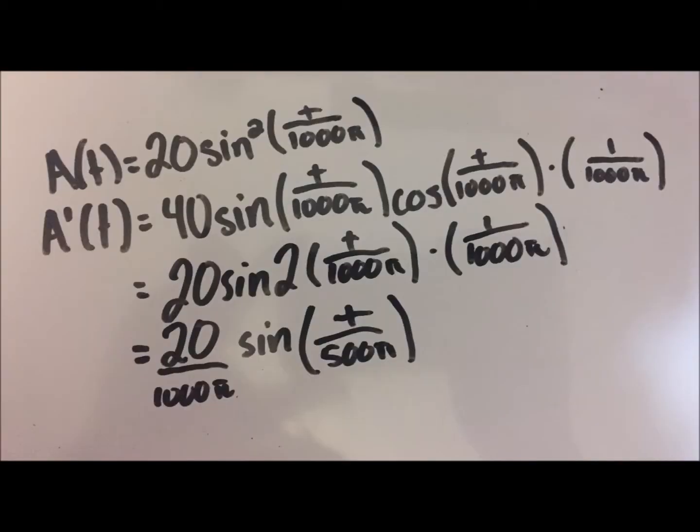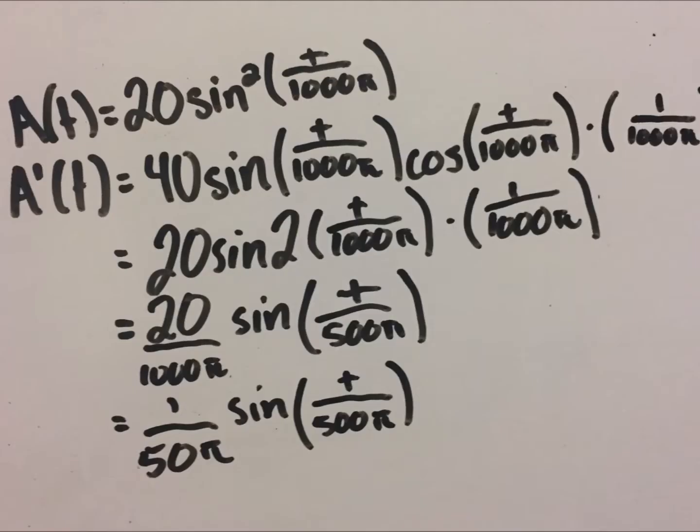To finish, simply multiply the lonely 1 over 1000 pi by the amplitude of the sine function. And there you have it. The derivative of a at t equals 20 sine squared t over 1000 pi is a prime at t equals 1 over 50 pi sine t over 500 pi.